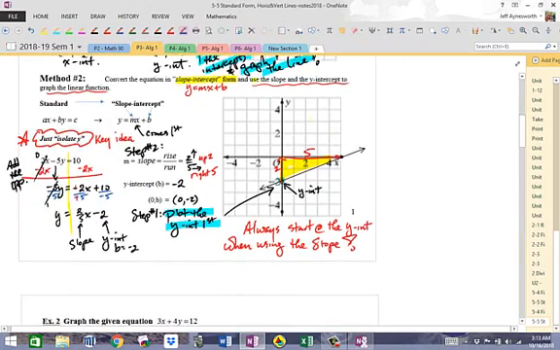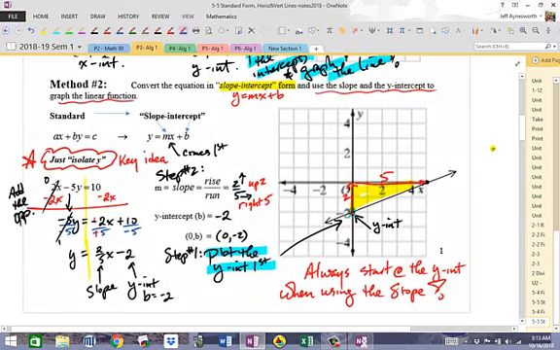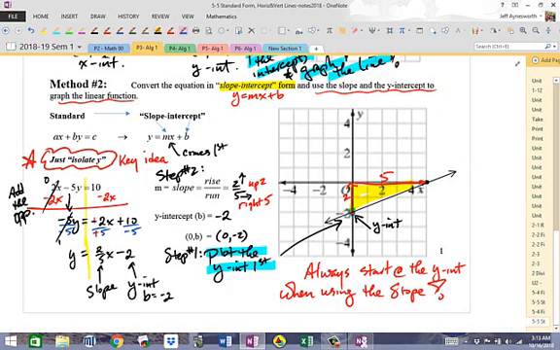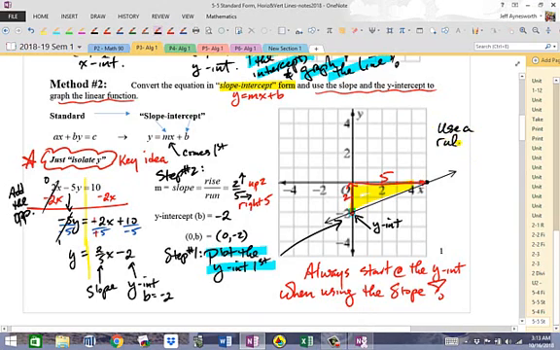Okay, so let me go back to big view here. So you always start at the y-intercept, and then you use rise and run. You go up 2, right 5 from there, and then you graph your line. And use a ruler, use a straight edge, okay, when graphing, so you can make a nice line. Okay?